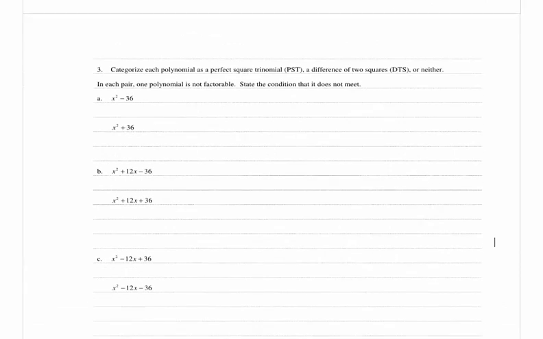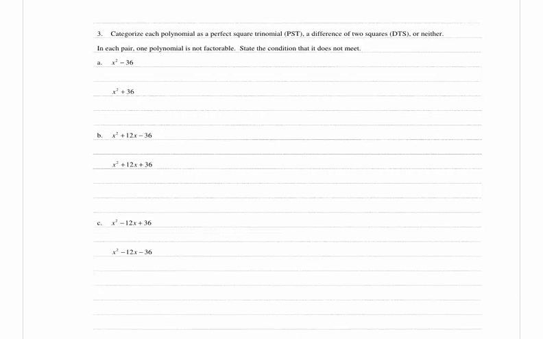In 3, it says, categorize each polynomial as a perfect square trinomial, a difference of two squares, or neither. In each pair, one polynomial is not factorable. State the condition that it does not meet.